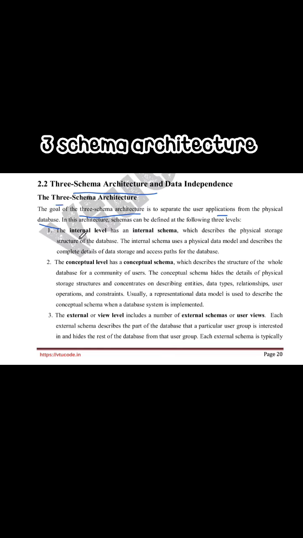As the name suggests, there are three levels. First, the internal level. This has an internal schema which describes the physical storage of the database. The internal schema uses a physical data model and describes the complete details of data storage and access path of the database. That is, this describes how data is physically stored on the disk, includes file structure, indexes, and record formats.